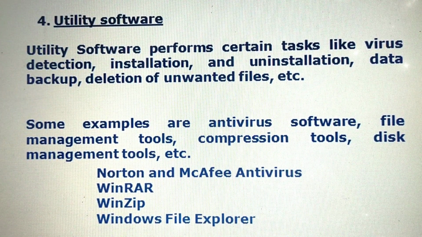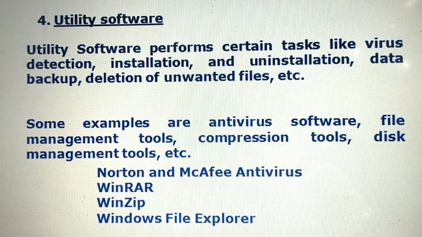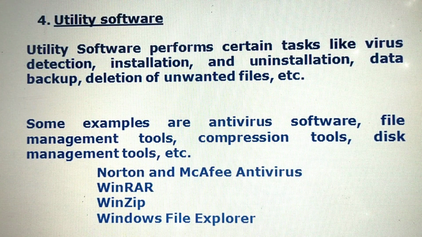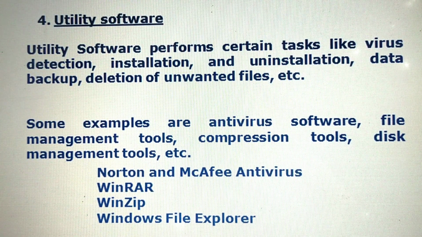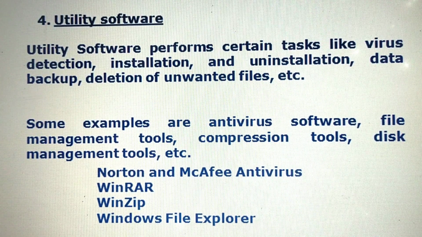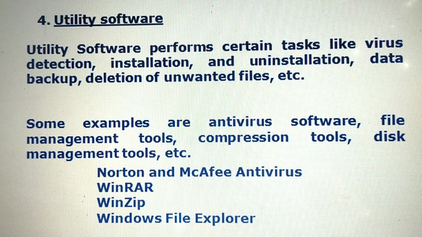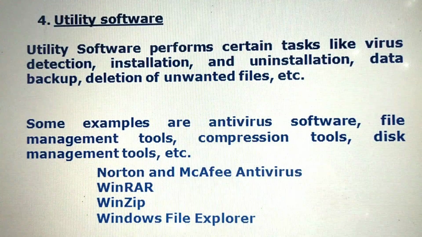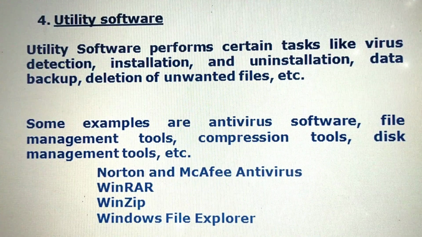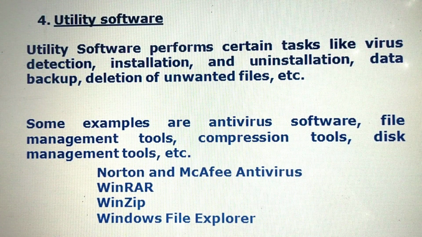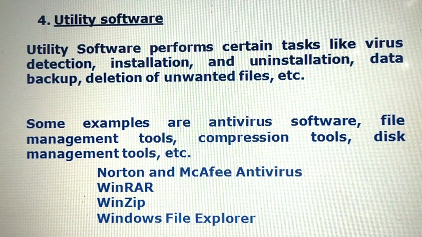The last system software is utility software. Utility software performs certain tasks like virus detection, installation, uninstallation, data backup, deletion of unwanted files, etc. Some examples are antivirus software, file management tools, compression tools, disk management tools, etc. McAfee antivirus, WinRAR, WinZip, Windows File Explorer are examples of utility software.